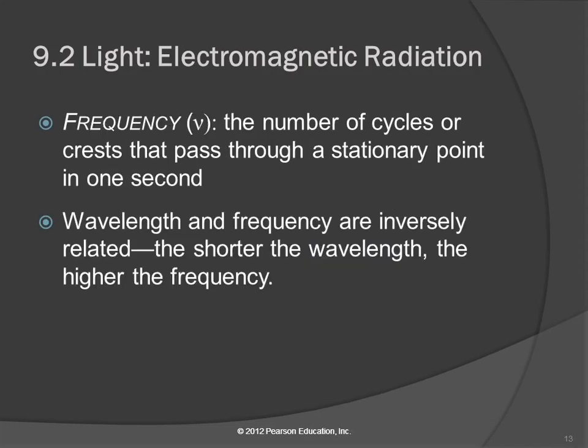Another idea about light and its waves is frequency. And this is the Greek letter nu, which looks a lot like a V, but it's got a little curve on it. And so it's not V. V is for velocity, nu is for frequency. And I'm sorry they're so similar. Can't do anything about that. Frequency is the number of cycles or crests that pass through a stationary point in 1 second.